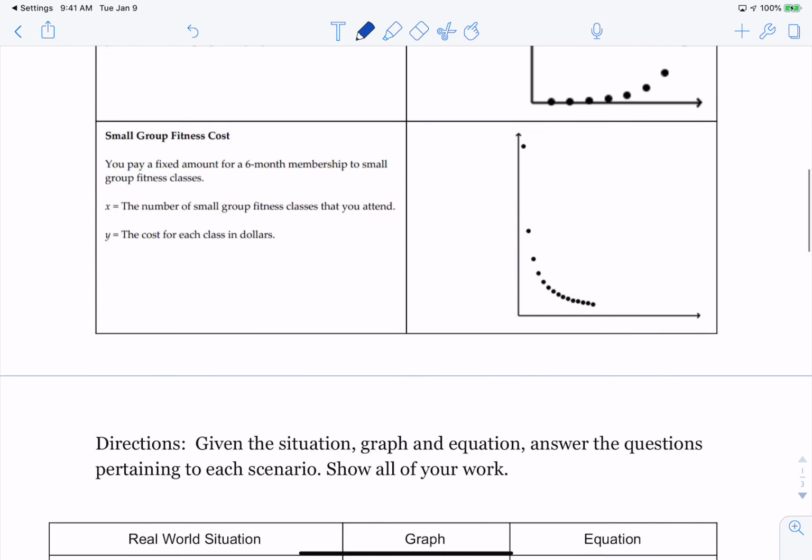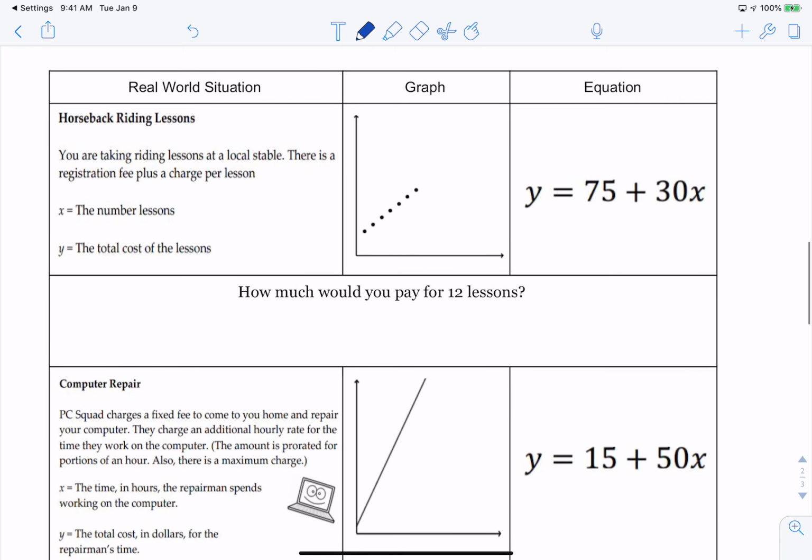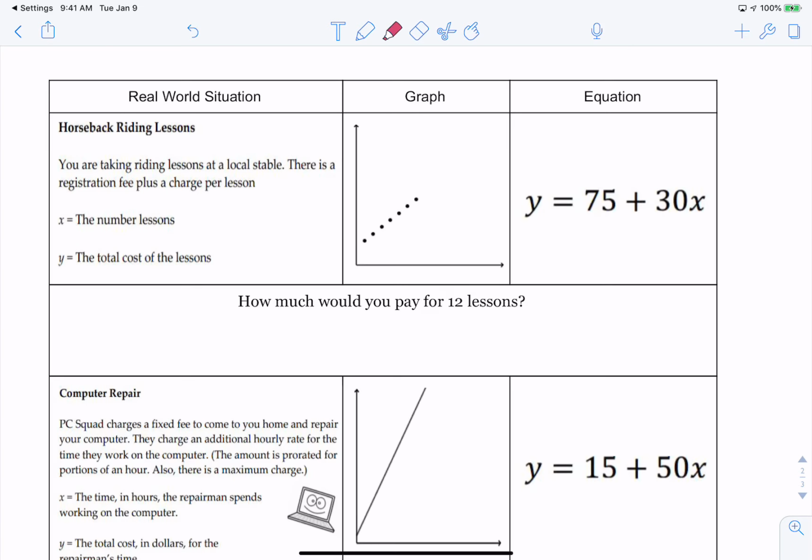On the back side, if you need to pause and listen to that again, go ahead and do that. On the back side of the paper, you're actually given a situation with a graph and an equation, and you're going to have to answer the question. This one talks about horseback riding lessons. They show that this is the graph that represents it. You're taking riding lessons at a local stable. There is a registration fee plus a charge per lesson.